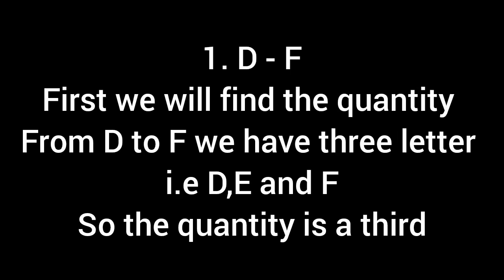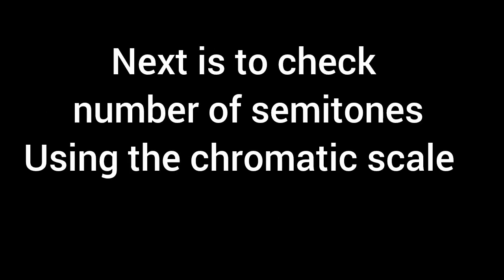So let's count now from D all the way to F. So we have D, we have E, and then we have F. So there are what? 3 letters. So the quantity is a what? A third. Do we get that? Okay, once we've done that, the next thing to do is now find the number of semitones.